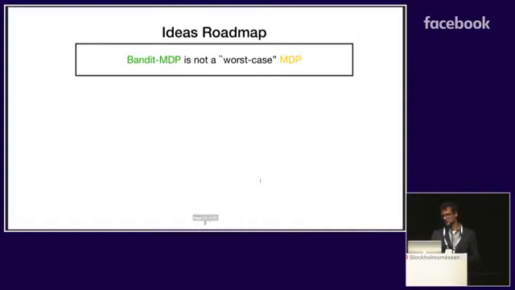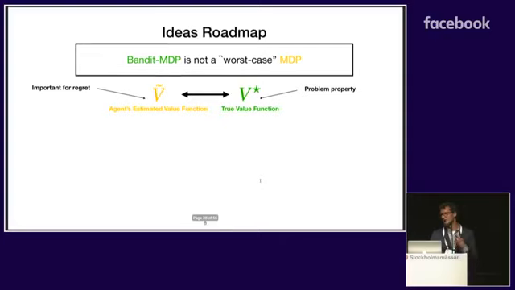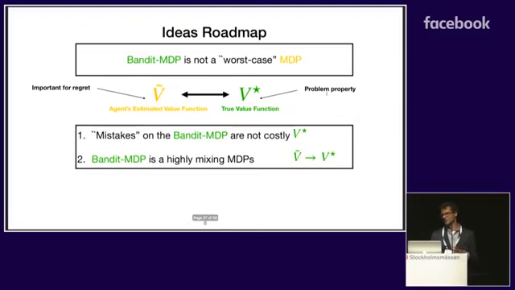I guess the main idea is that the bandit MDP that we have defined is really not a worst case MDP, so it might be that we are able to do problem-dependent analysis for the specific problem that we have and prove better bounds. We said that the important part is the optimistic value function, and if we would like to understand what's the relation to the true value function, which is a property of the problem. And we do that in 2 steps.